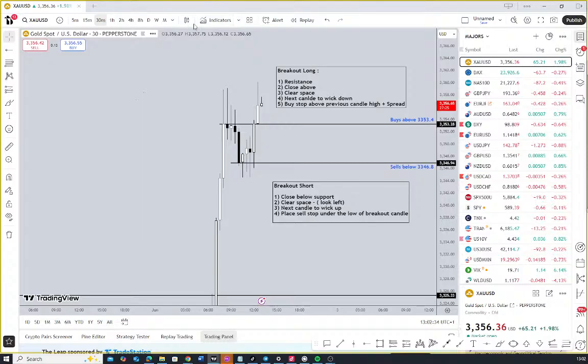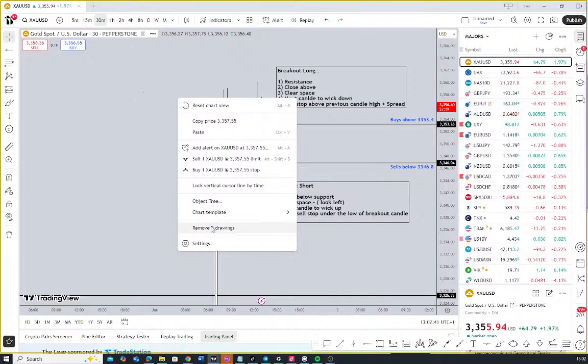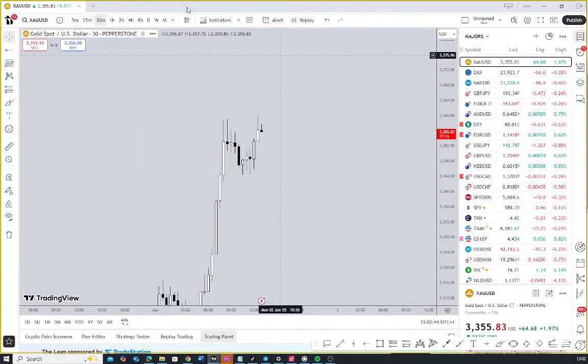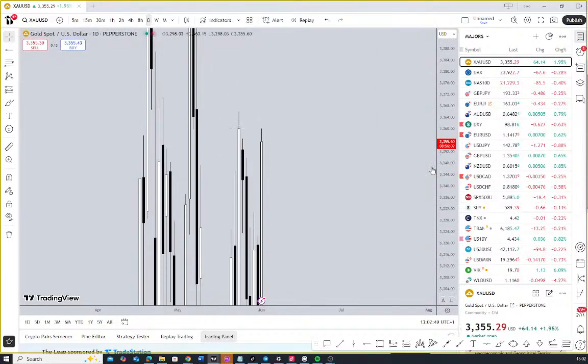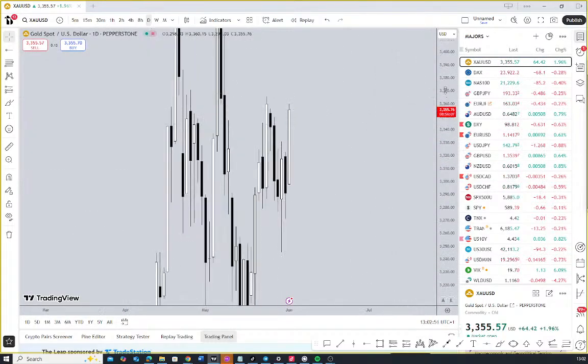So in fact, let me just get rid of everything off the chart. We'll start fresh. So let's go to the daily chart and we'll work our way through the chart and then we can look to take advantage of any opportunities that present themselves.